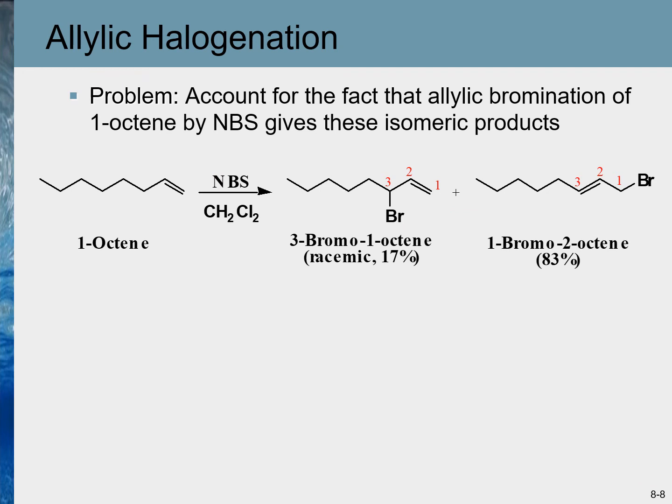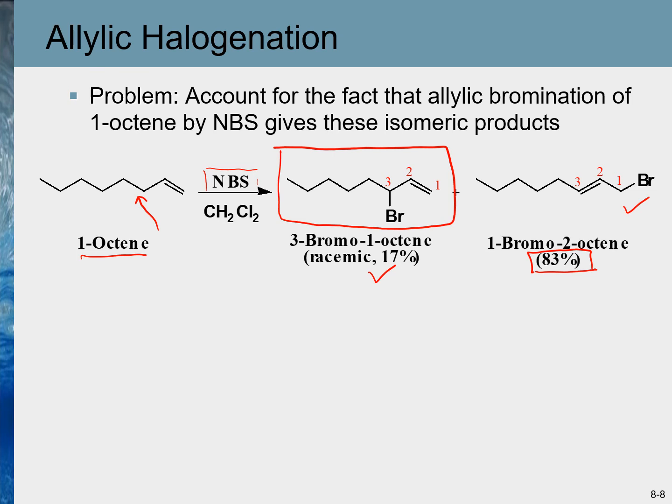Let's take a look at this problem. In this problem, 1-octene is undergoing a halogenation reaction with N-bromosuccinimide in the presence of methylene chloride. We know that in this case, N-bromosuccinimide favors the bromination of the allylic carbon, and in 1-octene, the allylic position is carbon number 3. So therefore, we would expect this to be our product. However, we found experimentally that along with the 3-bromo-1-octene, which was the expected product, we also synthesize 1-bromo-2-octene. Not only that, 1-bromo-2-octene indeed is our major product. So how do we explain that?